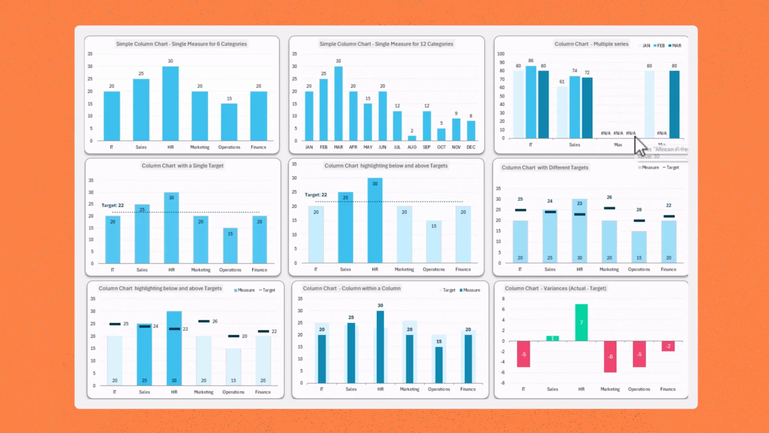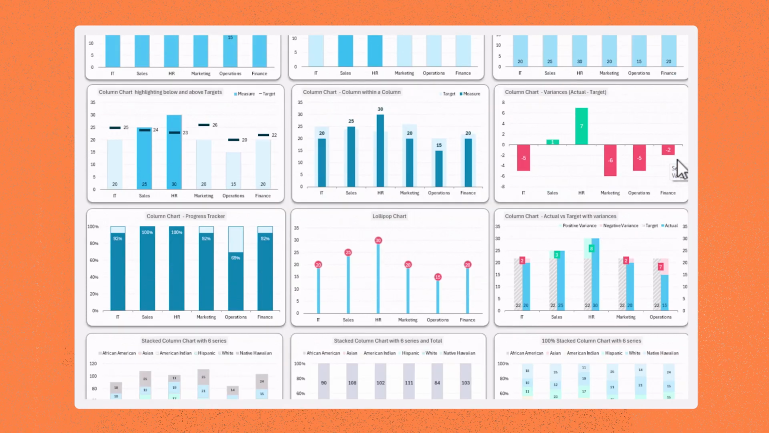In today's video, we'll be continuing the series of videos we are doing about column charts, where we've been building all these charts one by one. And we're going to be building a specific chart where we can compare the actual versus target variance by a column chart in Microsoft Excel.